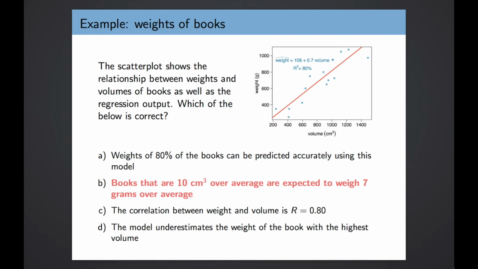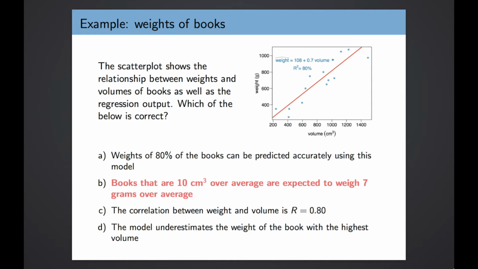Now, because the relationship that we're estimating here is linear, this relationship is something that we can scale. So if the relationship between volume and weight is that a 1 unit increase in volume corresponds to a 0.7 unit increase in weight, we can multiply both of those by 10 and the relationship still holds. So a 10 unit increase in volume corresponds to a 7 unit increase in weight.